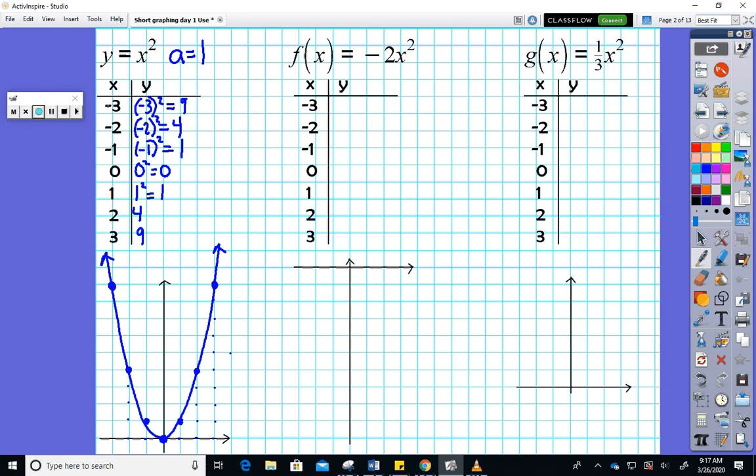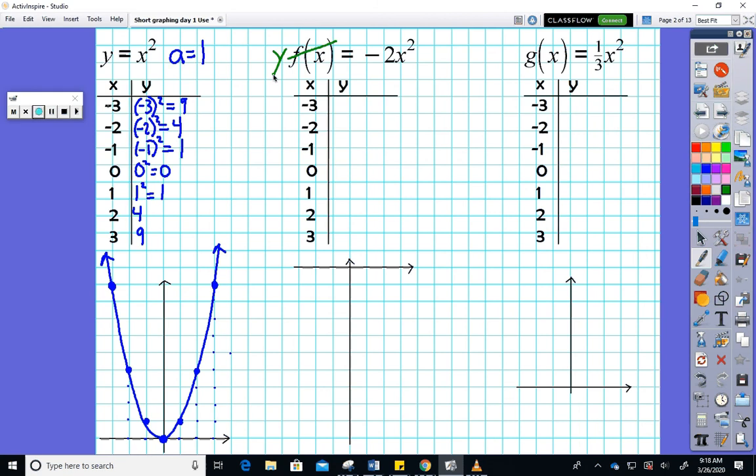All right. So on the second problem, I don't want you to go, oh my gosh, what is going on? There's an f of x there. All right. F of x is the same thing as y. I've got it written in function notation, which we'll talk about more later. But for right now, it's no different than y equals -2x squared, okay? So don't be intimidated if you see that.